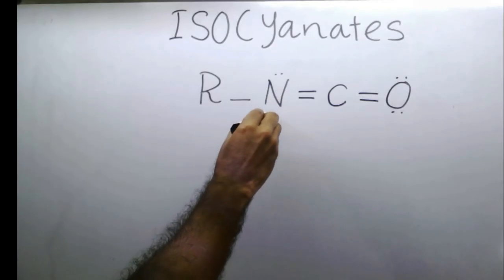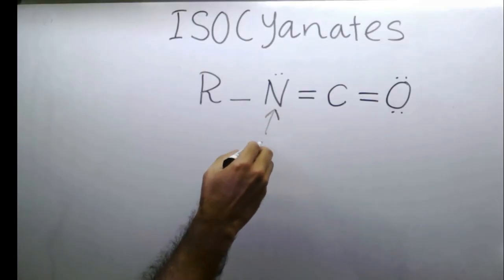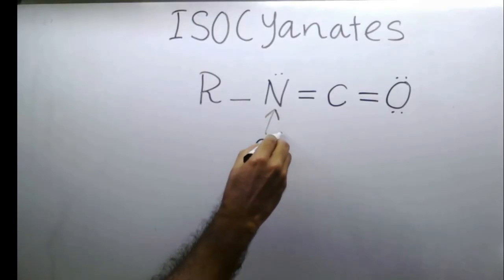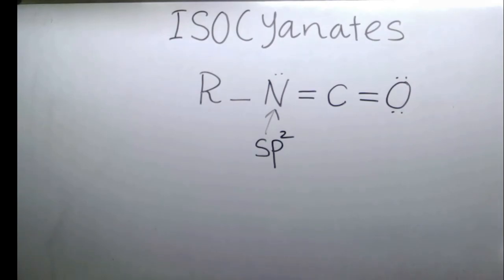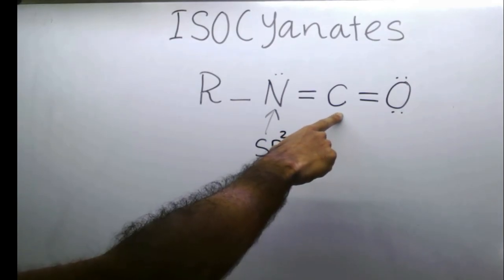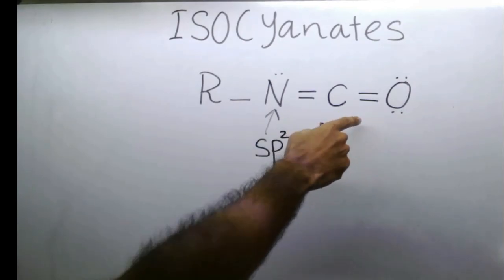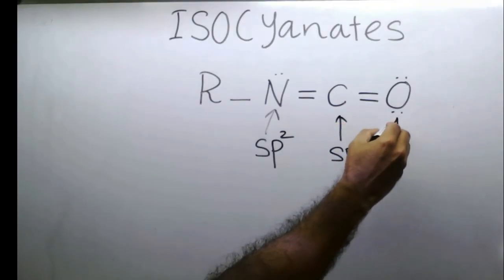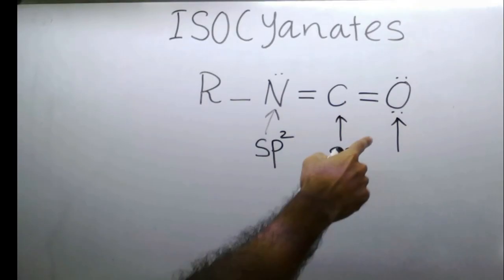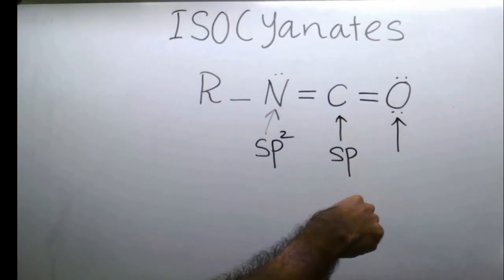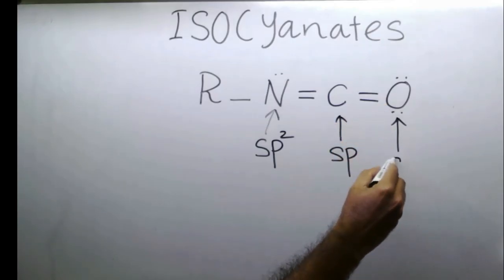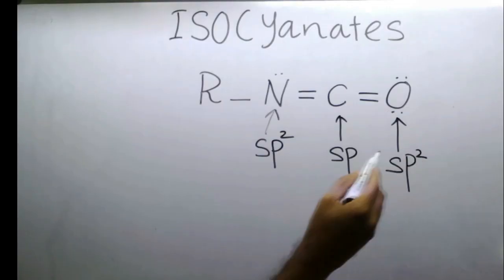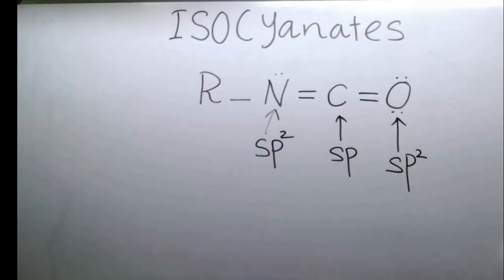Then this would be sp2. When we come to carbon, there are no lone pairs, 2 repulsion units. Then this would be sp. When we come to oxygen, again 3 repulsion units. Then it should be sp2. Now it is clear nitrogen and oxygen have the same hybridization here.